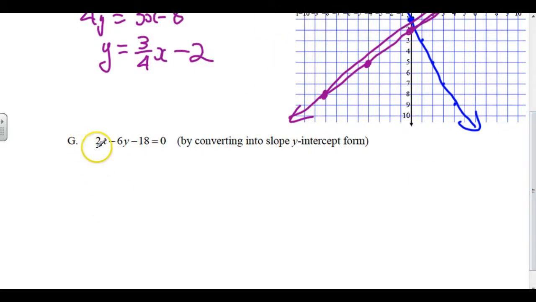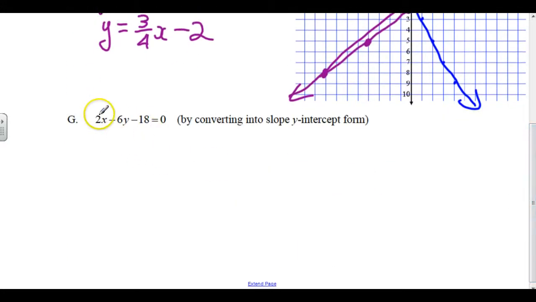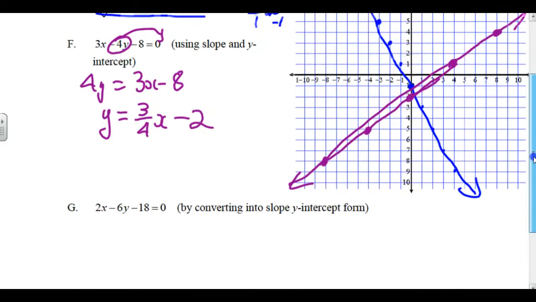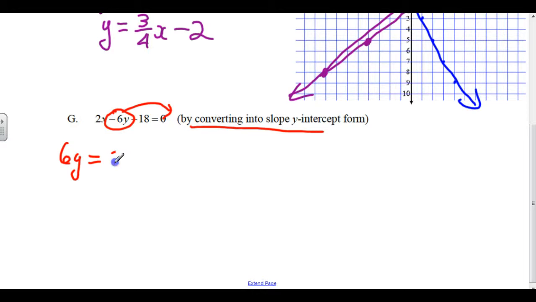Red. 2x minus 6y minus 18, again by converting into slope y-intercept form. See, in this case, we would know that our intercepts, if that's 0, then this has to be 9, because 2 times 9 minus 18 would give you 0. So we do have the room to do that. But generally speaking, it's easier to go into slope y-intercept form. So this time, again, let's move that over. 6y is equal to, this stays the same, so it's 2x, and because I've circled that, I can't read it anymore.